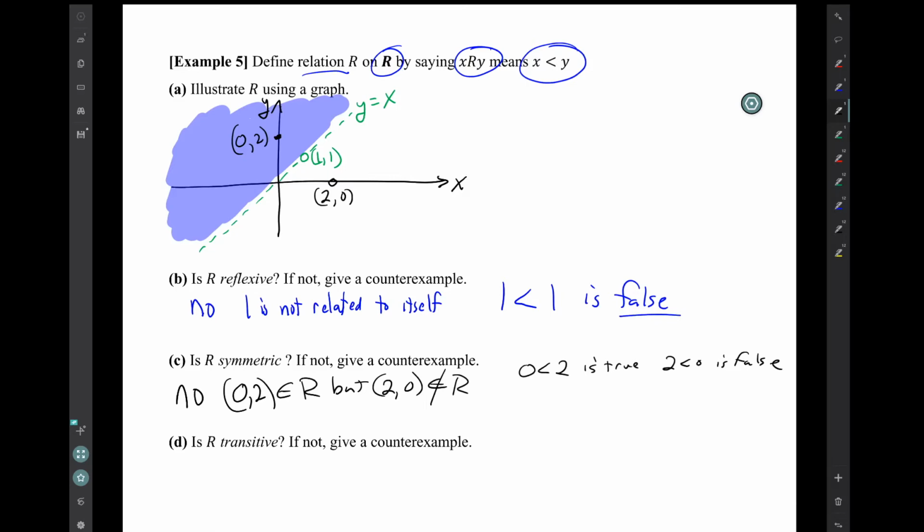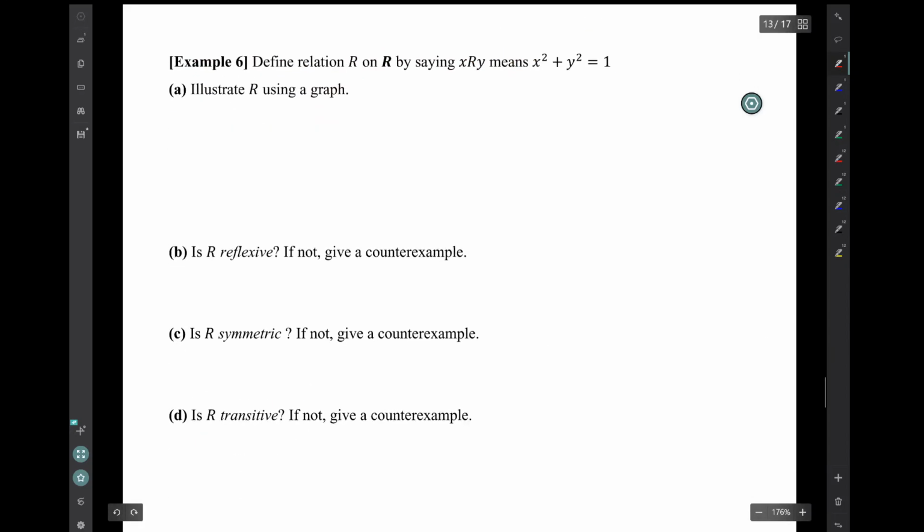All right, is R transitive? Well, yes, it is transitive. It's a property of real numbers. So the relation is transitive. Let's go on. Example 6.